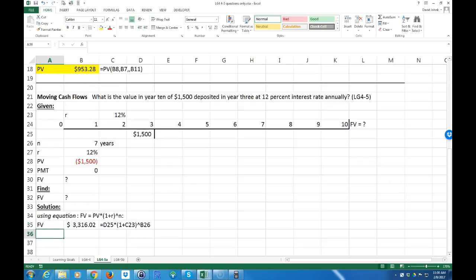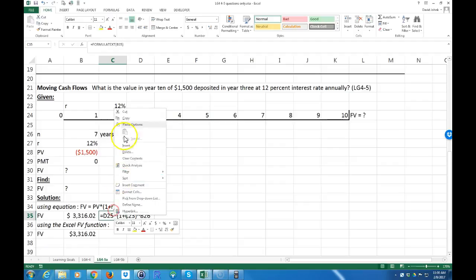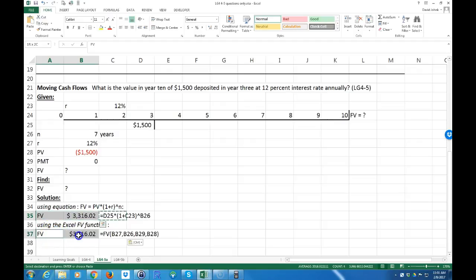If you use Excel, the Excel function, the future value is equal to the future value. The rate is 12%. Number of periods is 7. Payment is 0. Present value is that. Okay. All right, so you could do a similar thing on your calculator on this one.